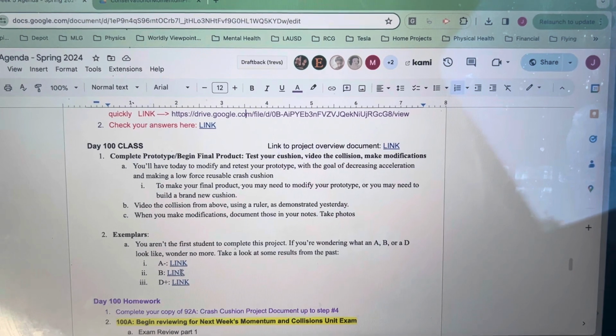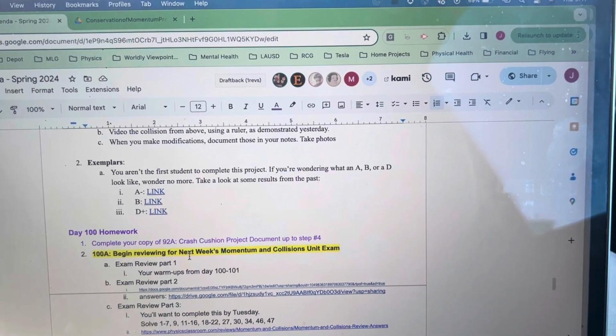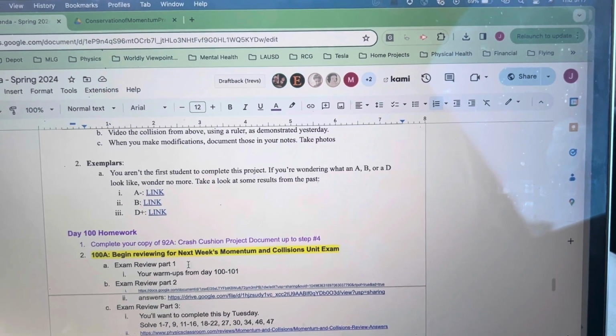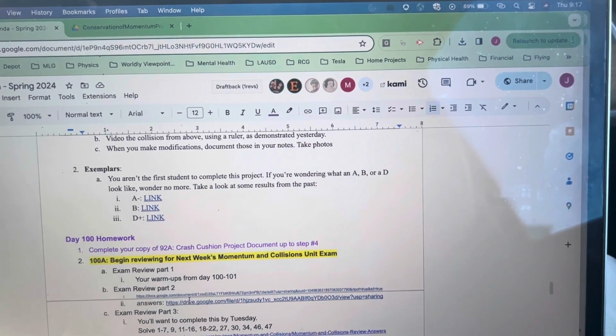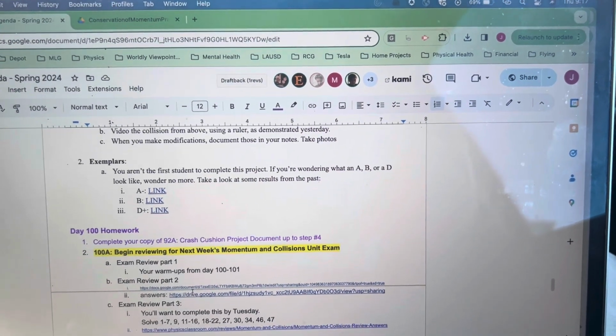Okay, if you want to look at some exemplars, some examples of what students have done in the past, we've got an A, a B, and a D. And then your exam's coming up soon, so there's review stuff here. You obviously don't have to do all this stuff today, but it's there just as some stuff that you can do to start getting ready over the next few days.